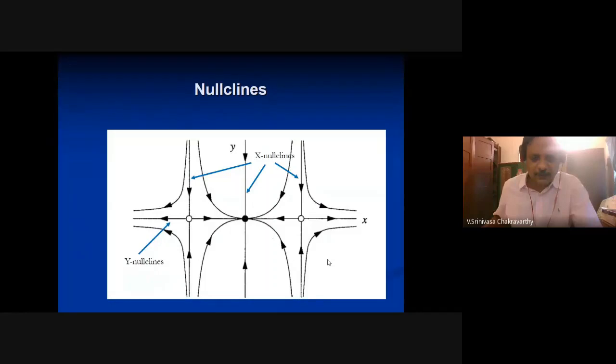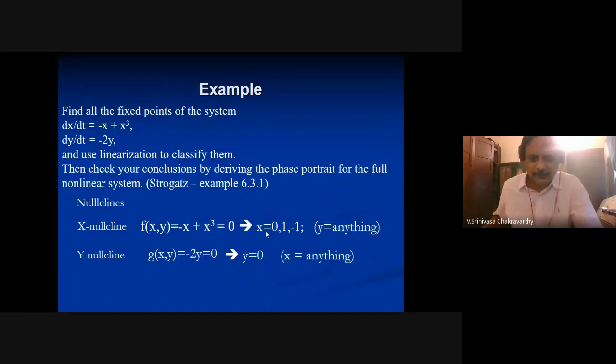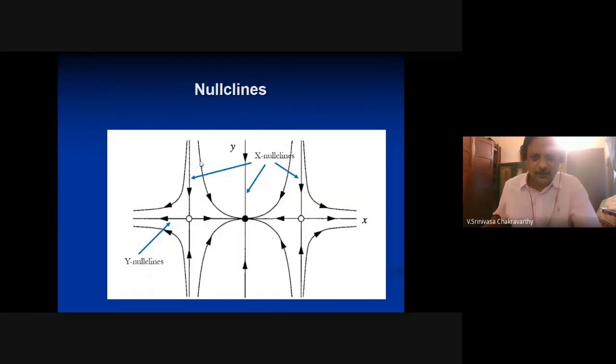So let us plot this. The x null lines are three lines. x is 0, 1 and minus 1, y could be anything. So that gives you basically three vertical lines. x is minus 1, y is anything, this line. x is 0, y is anything, this line. x is 1, y is anything, this line. Okay, the three lines together form the x null line.